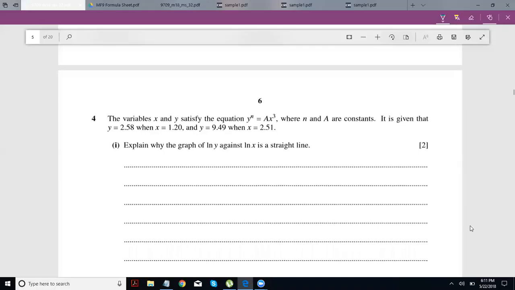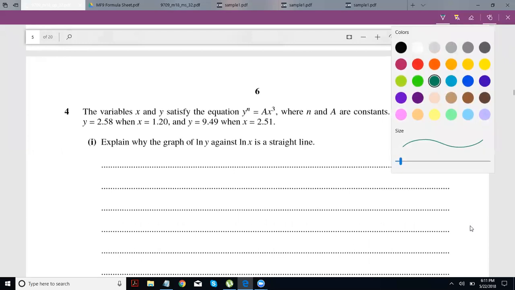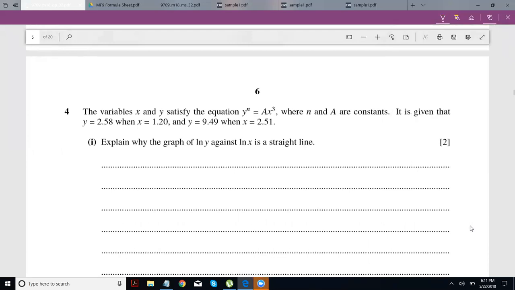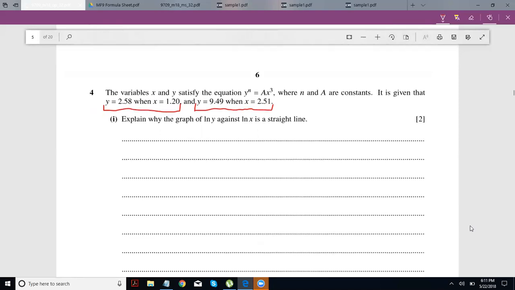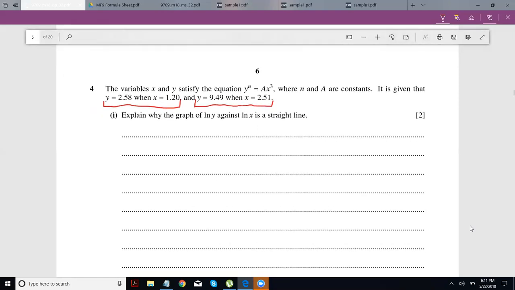So question 4. The variables x and y satisfy the equation y power n is equals to ax cube, where n and a are constants. It is given that y is 2.58 when x is 1.2 and y is 9.49 when x is 2.51. That should help us find the constants if they ask us that. Explain why the graph of ln y against ln x is a straight line.